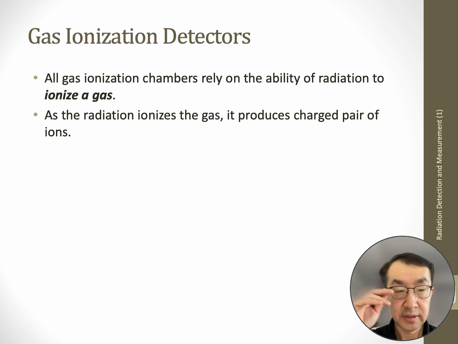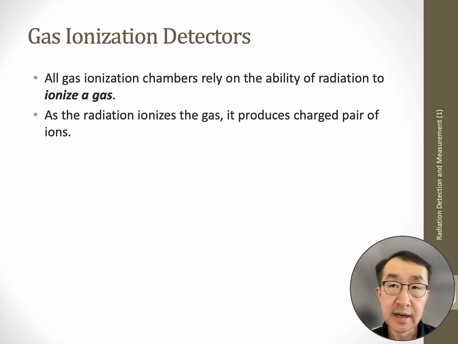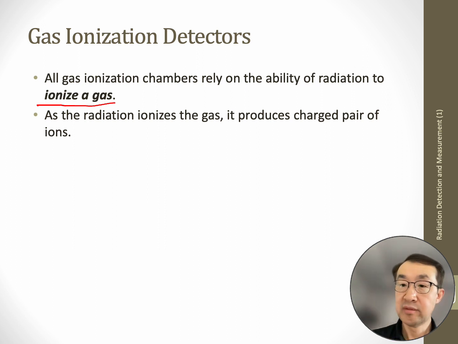So I already mentioned that those water phantom motorized arms can hold certain detectors. So let's talk about some detectors. This gas ionization detector is one category. This ionization chamber relies on the ability of radiation to ionize its gas. So it has a gas inside, typically air. As the radiation passes through that active volume of gas, it produces charged particles, right? So we all now know what ionization is. Whenever there is a charged particle liberation, you can actually collect that information.